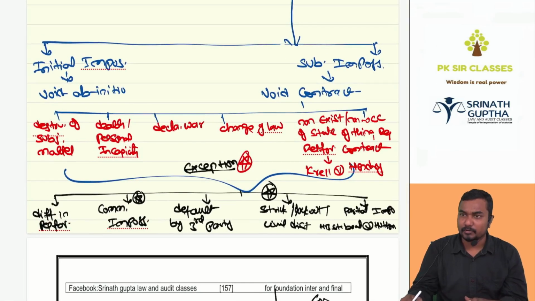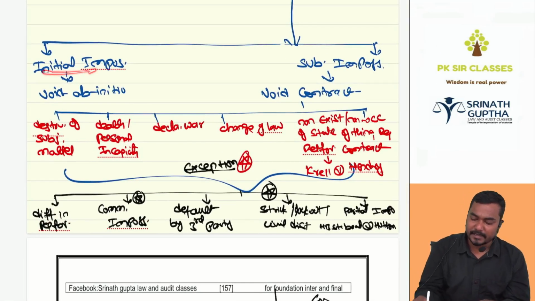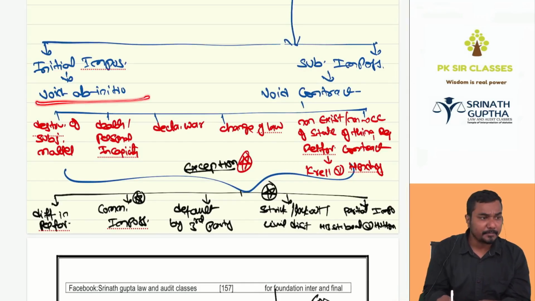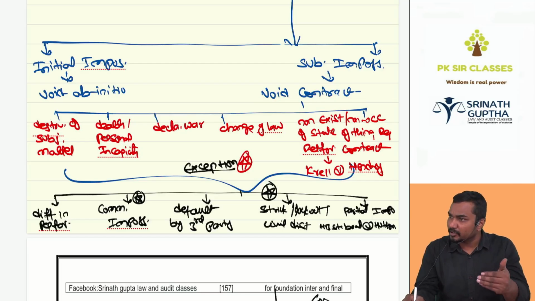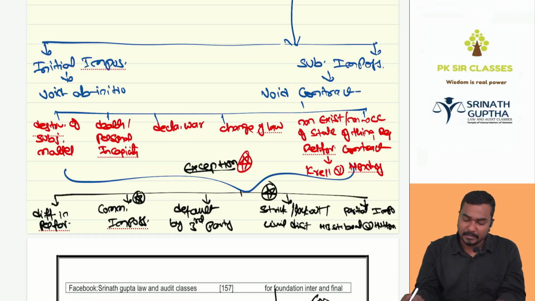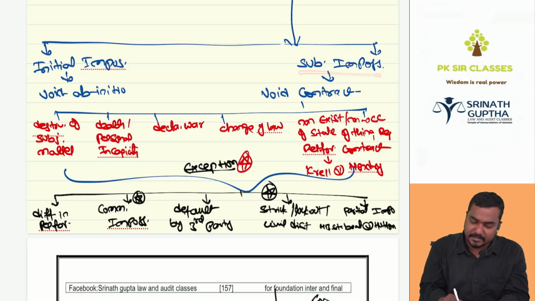So two types of impossibility: initial impossibility and subsequent impossibility. Initial impossibility is void ab initio, which is void from the very beginning. Subsequent impossibility is also said to be a void contract. Subsequent to entering into a valid contract, if a war broke out between two countries, the contract will be destroyed. The contract comes to an end. So for subsequent impossibility, he is giving some examples.